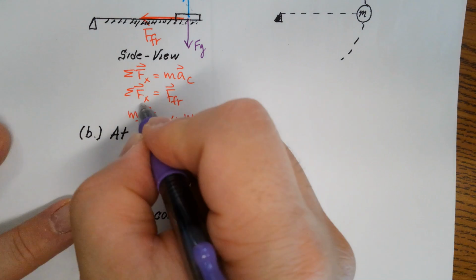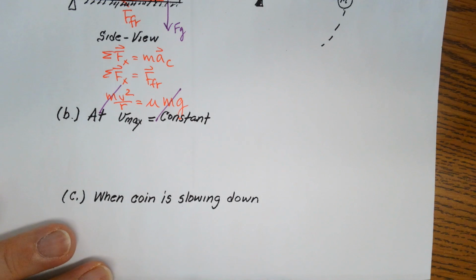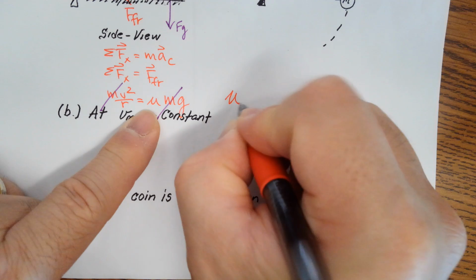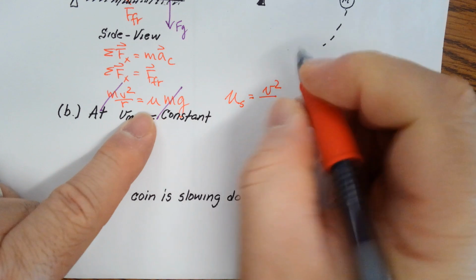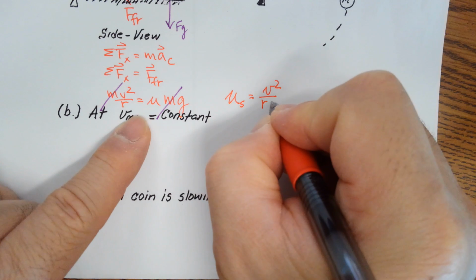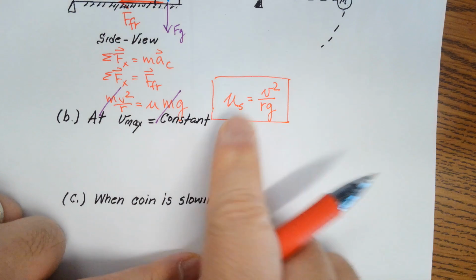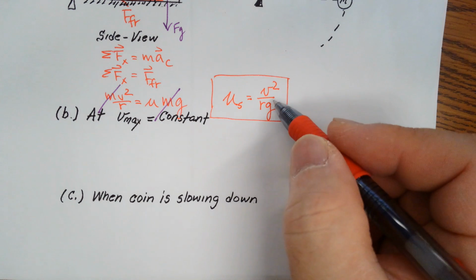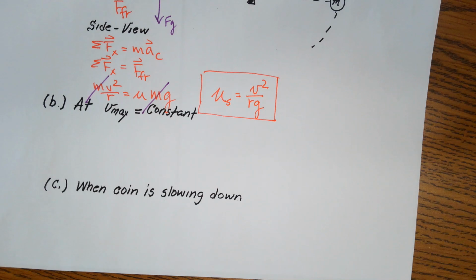So look what happens to my mass. The minimum coefficient of friction that you're going to need is v squared over r g. So anything bigger than this value, it will stay at this speed, at this radius. Okay?